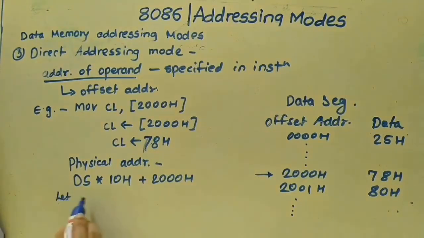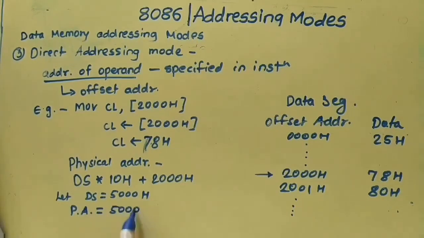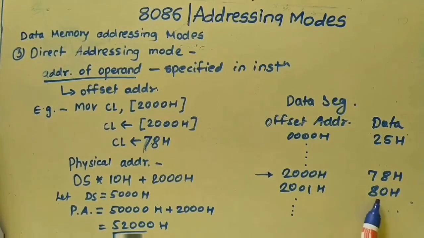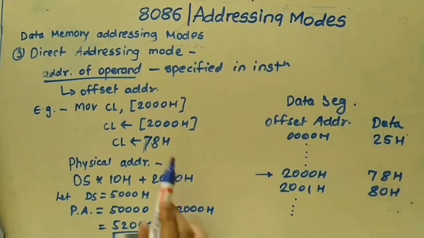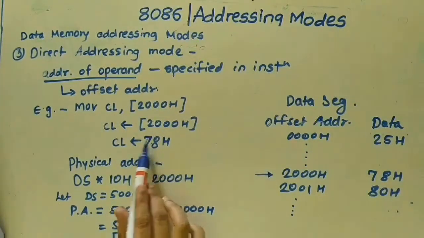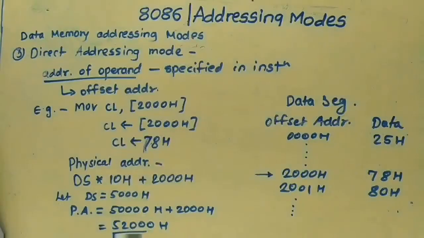Let DS be equal to 5000H, then the physical address is given as 5000H into 10H, so it is 50,000H plus 2000H, so it is 52000H. So this is the physical address for data 78H, and then from that physical address data is moved to the CL register.